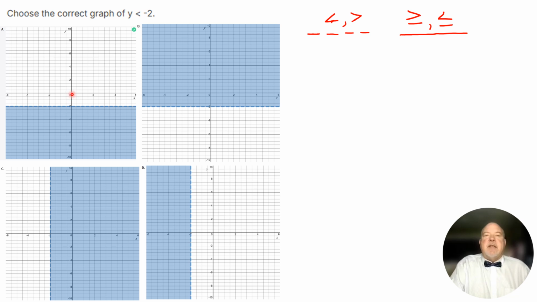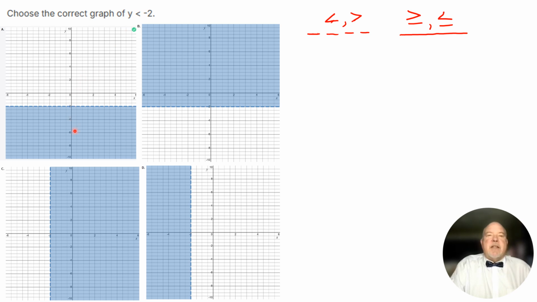So if I plug in 0 for y, I'll get 0 is less than -2. Is that true or not? Is 0 less than -2? No, that's not true. So 0, 0 is not a point. It is not a solution to this inequality. So since it's not a solution, that means you would shade on the other side of the line, which is over here.